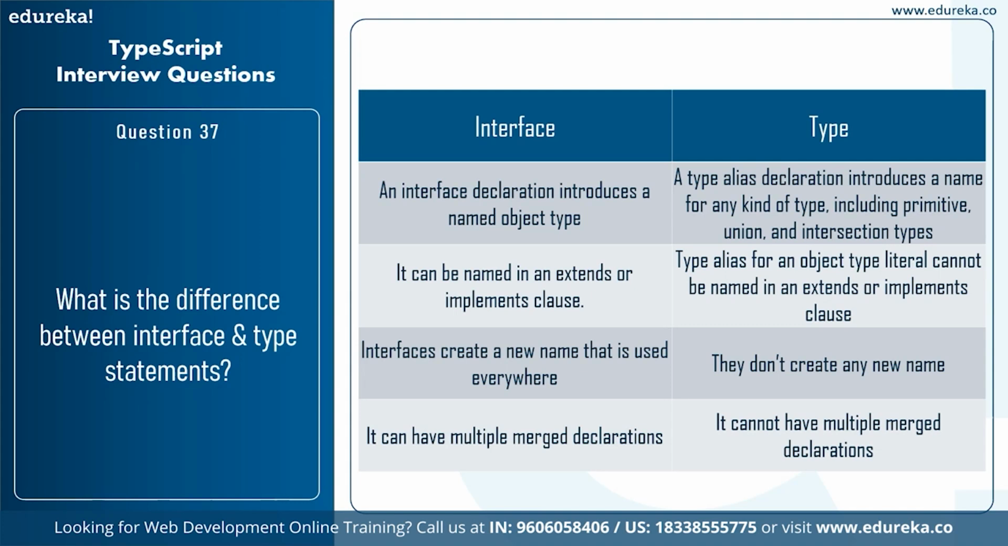Then for the interface, you can create a new name that is used everywhere, whereas for type, you cannot create any new name. In case of interfaces, it can also have multiple merged declarations, but types cannot have multiple merged declarations. So these were some of the differences between an interface and the type statements.